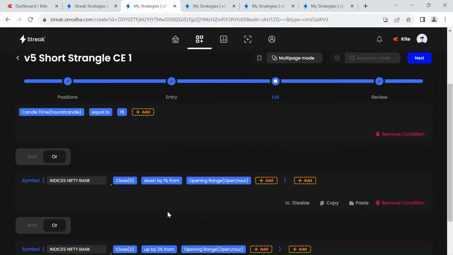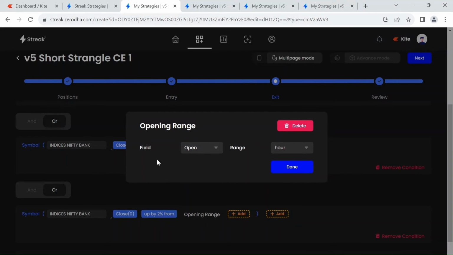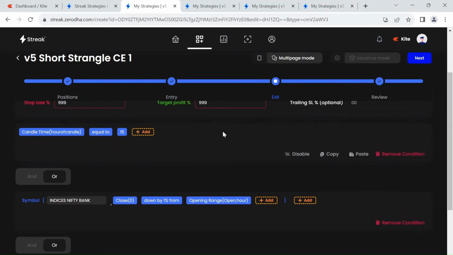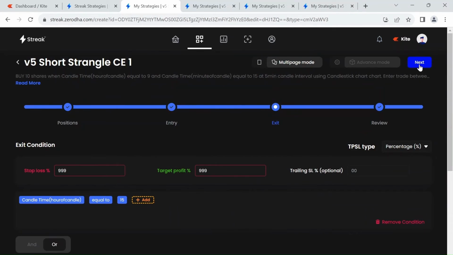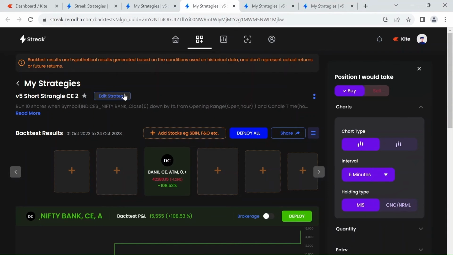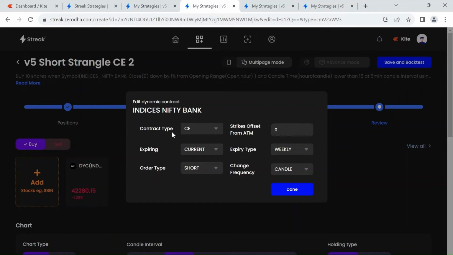Market goes 2% up. So this also I have included. Bank Nifty close up by 2% from the open field of opening range. That will just take the open for the day. So these are the entry and exit conditions for our CE part 1 strategy. And I have CE part 2 here. In CE part 2 I am just selling at the money CE option, so I have given strike offset 0.